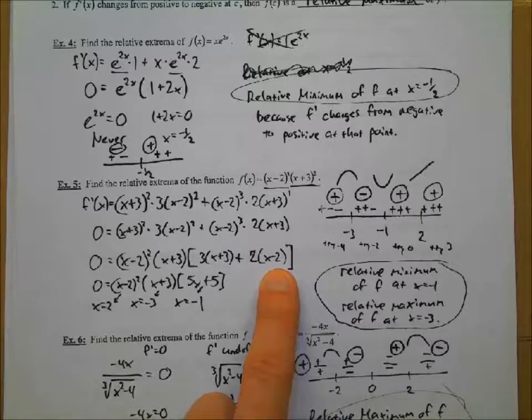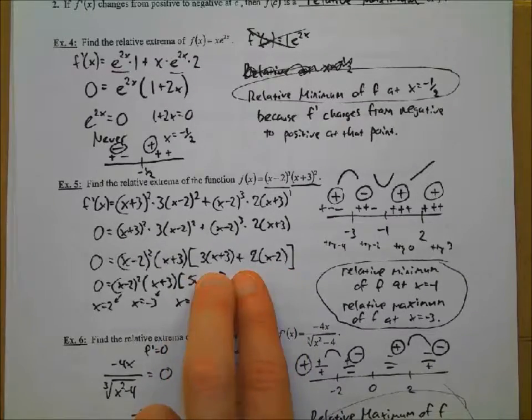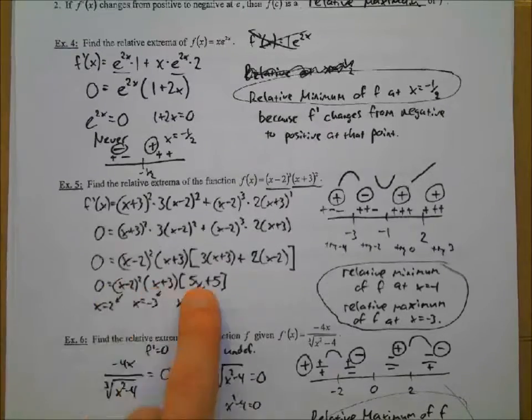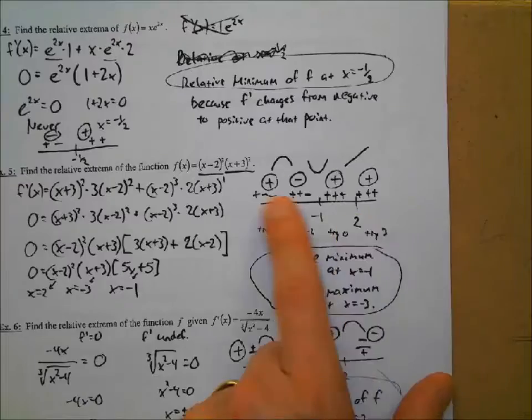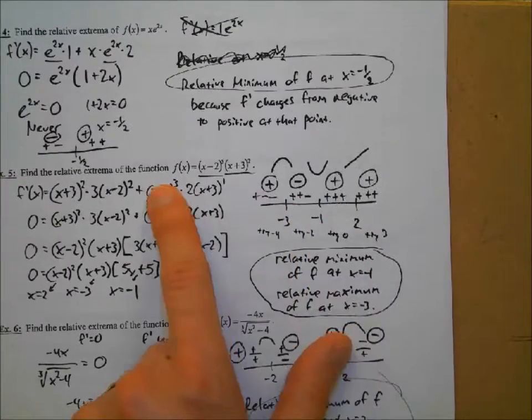Okay, we then combine like terms here in the square brackets to get 5x plus 5 and set each one of these factors equal to 0. So we get 2, negative 3, and negative 1. Create your number line. Okay, check numbers in your intervals back into the derivative. We get plus, minus, plus, plus.